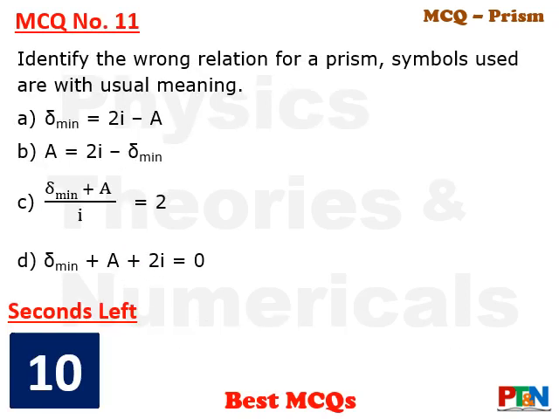Next MCQ. The known relation has been given in 4 different forms under 4 options. You need to find out for which case, under which option, the relation has been shown wrongly. Your timer for 10 seconds starts now.